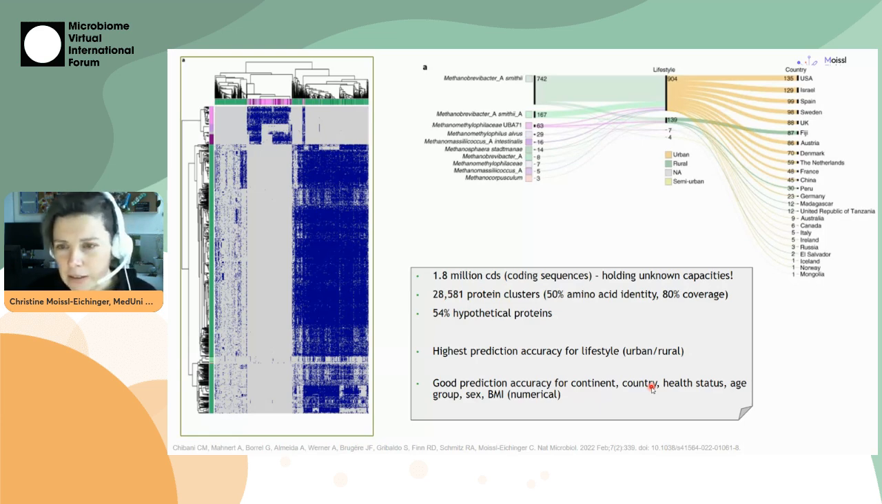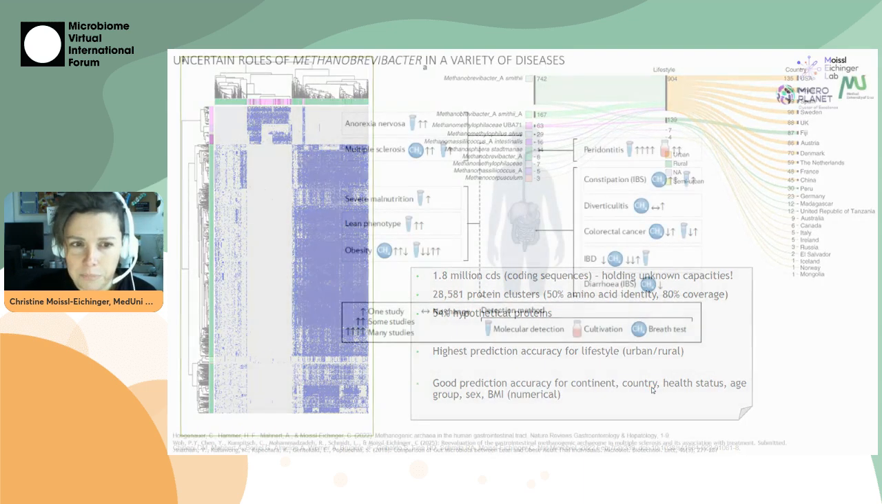And what we find is that based on this protein catalog, we can predict something about the lifestyle of the individuals. We can predict where these people come from, continent, country. We can predict the health status, the age group, the sex, and also the BMI. Of course, these are only associations, correlations, and don't mean anything about mechanistic backgrounds, but it means that these archaeal proteins are meaningful for the phenotype of the individual, and this makes it very interesting to go deeper into this.